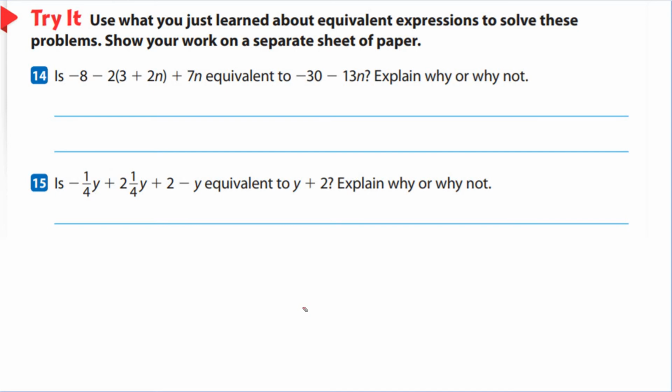Now let's see if you can try this on your own. Numbers 14 and 15. Okay? Take your time. Number 15 looks like it's confusing. Don't let the fractions or mixed numbers confuse you at all, focus. But use what you just learned about equivalent expressions to solve these problems. Please show your work on a separate sheet of paper, or obviously on this paper, as long as it's nice and neat. Pause this video, and once you unpause, we will go through the answers.